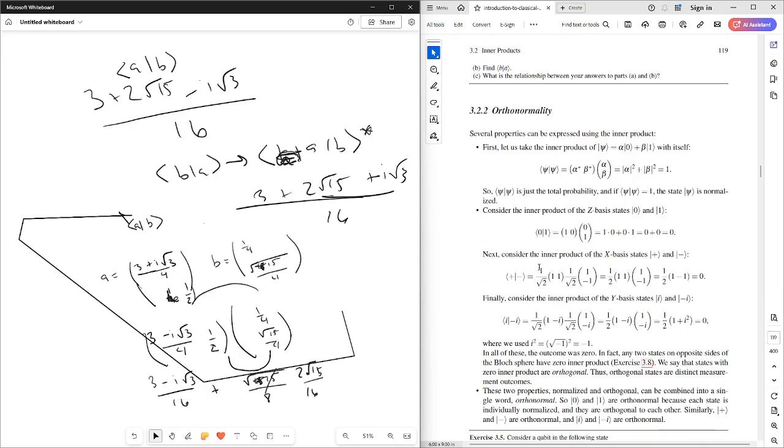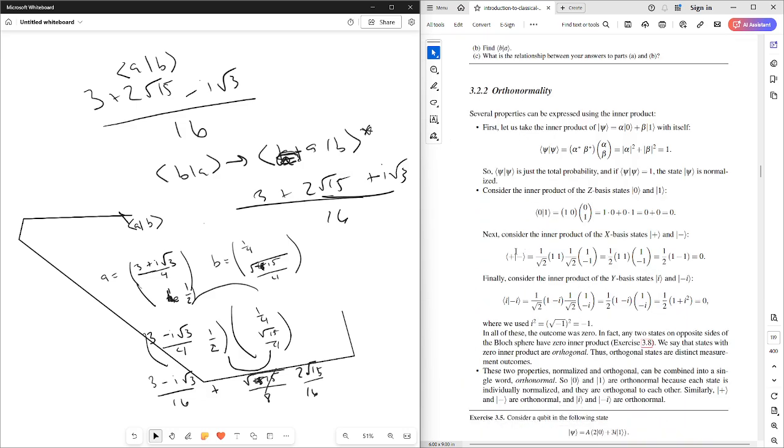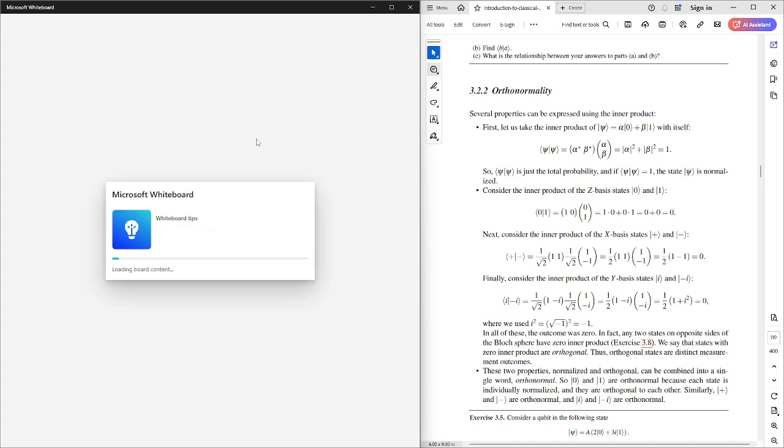Okay, that's inner products covered. Orthonormality will come into play with basis. So let's go ahead and dive into that, and put up a new whiteboard.